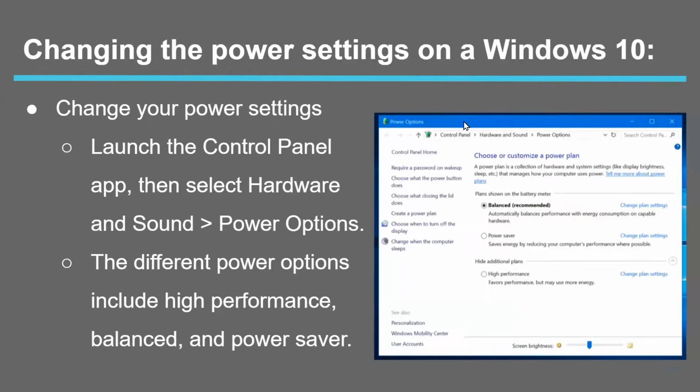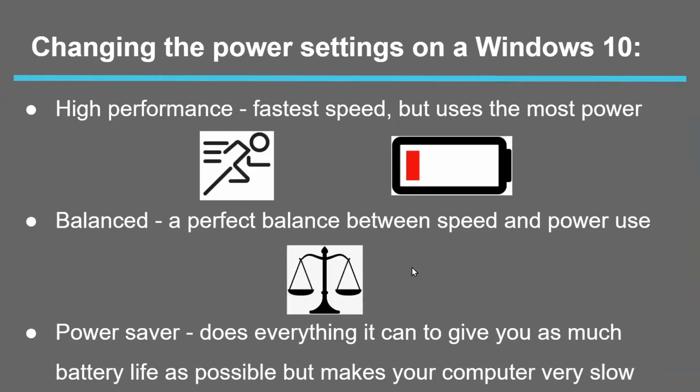You can also change the power settings on your Windows 10. So to change your power settings, launch the Control Panel app, then select Hardware and Sound, and then select Power Options. The different power options include High Performance, Balanced, and Power Saver. High performance is the fastest speed, but uses the most battery power. Balanced is a perfect balance between speed and power use. And then Power Saver does everything it can to give you as much battery life as possible, but it does make your computer much slower.